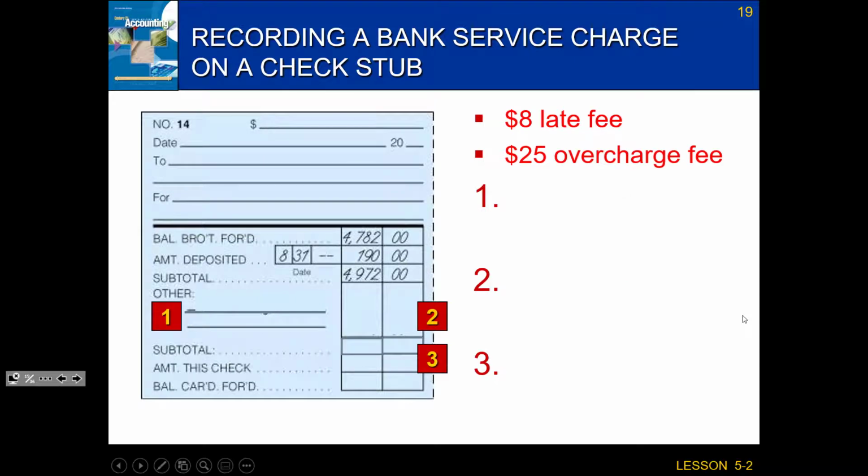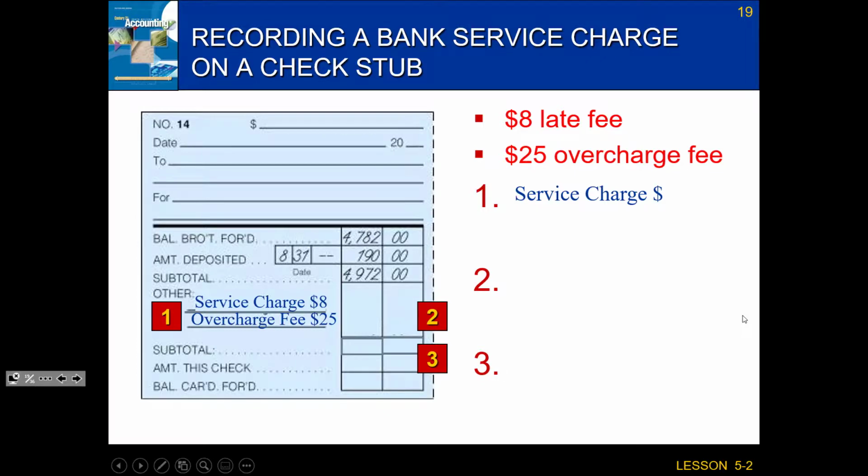So let's just practice this. Let's say we have an $8 late fee and a $25 overcharge fee that we realize happen when we get our bank statement. The first thing on the check stub we'll do is we'll write out the words service charge followed by how much that service charge was. So this example is service charge $8. And then I would do the overcharge fee in the same way. So overcharge fee, and that was $25.